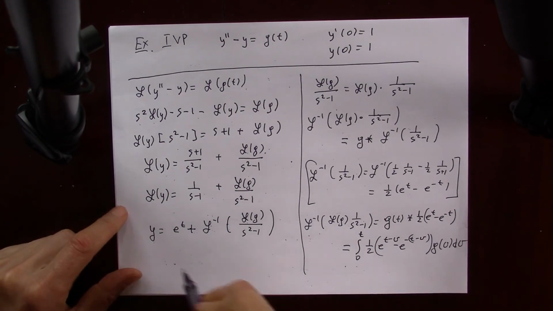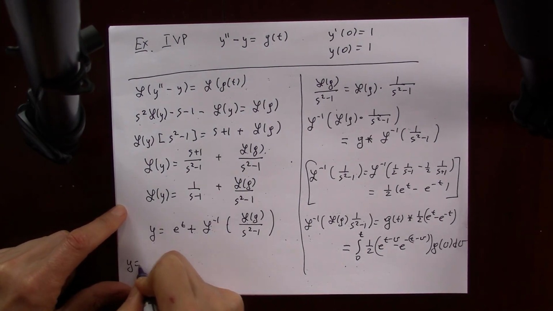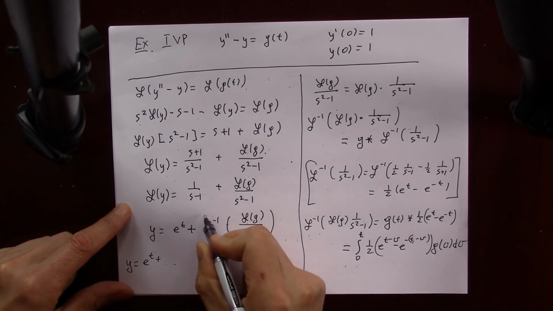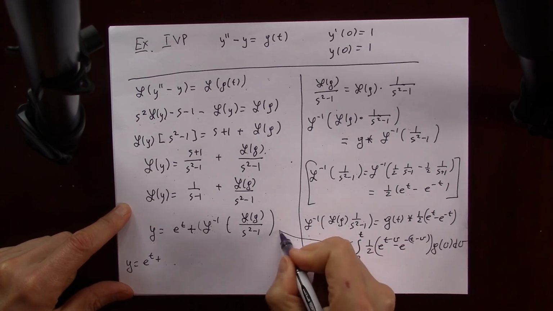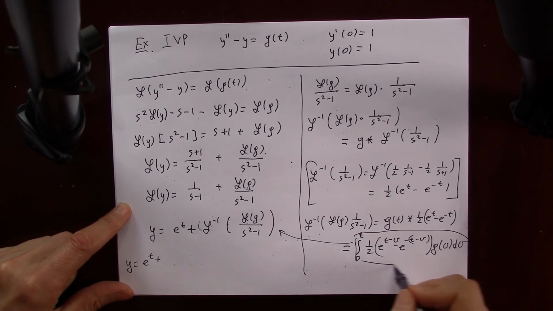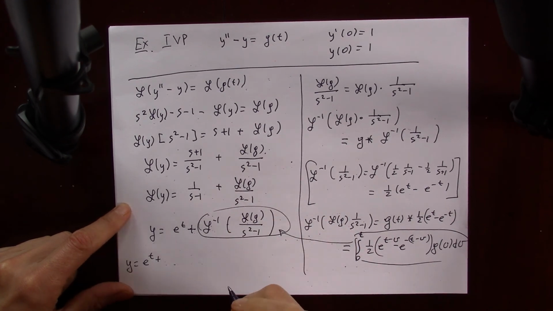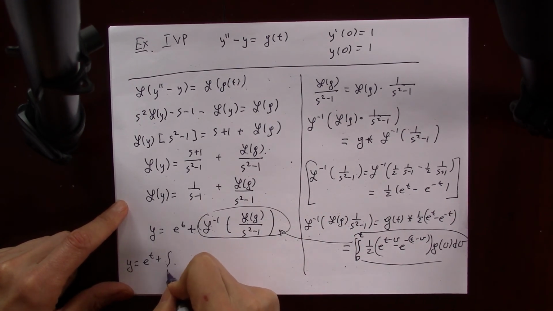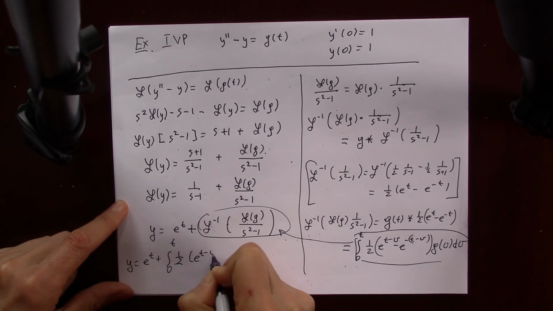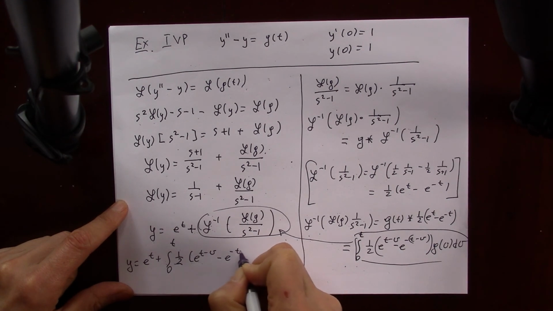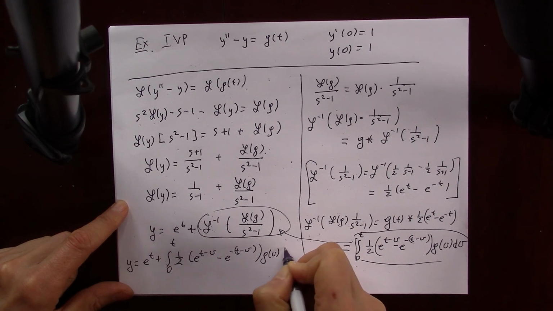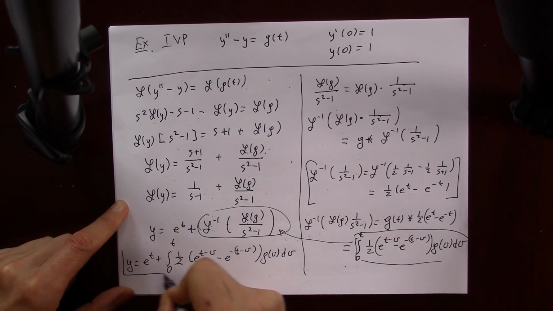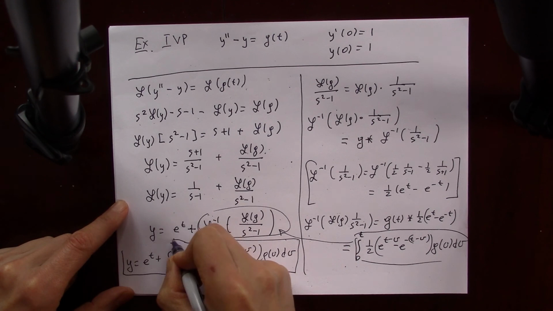And now I'll go back to finding what y is. So y equals e to the t plus Laplace inverse of that expression, which is this guy. So I'll take that one and substitute it here. So I'm going to get the integral from 0 to t of 1/2 times (e to the (t minus v) minus e to the negative (t minus v)) g of v dv. So we get our answer in integral form.